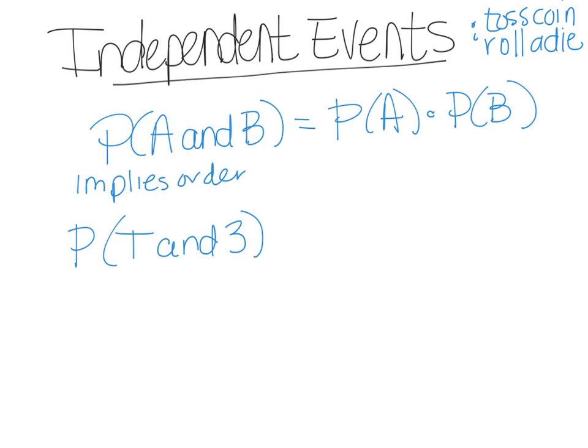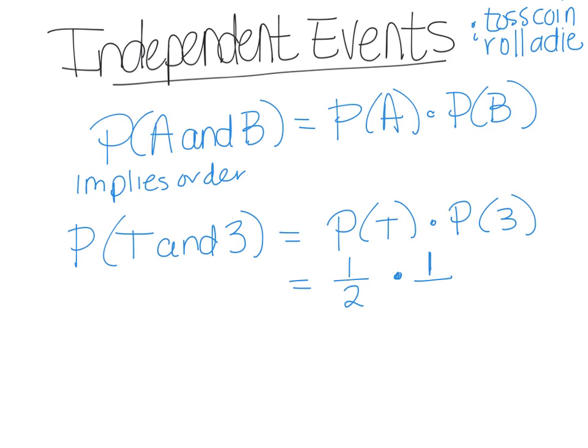So I want to know, if I did that, what's the probability that I get a tail and a 3? That's simply the probability of getting a tail times the probability of getting a 3. The probability of getting a tail is 1 in 2, times the probability of getting a 3. Remember, that's one successful outcome from the dice: there's a 3 on only one side out of the 6 possible outcomes. So 1 in 6. And we get 1 in 12 as my answer for the probability of getting both the tail and the 3.